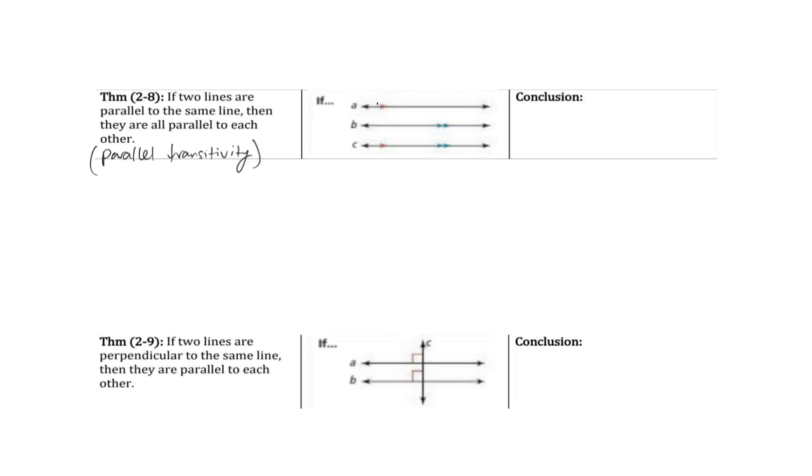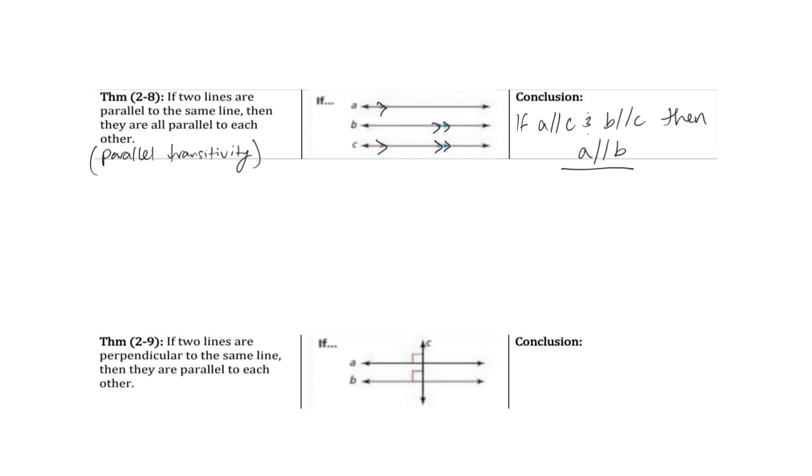So we see that if A is parallel to C, and see how there's two arrows, and B is parallel to C, then if they're both parallel to C, then A needs to be parallel to B. So that is theorem 2-8, which we can call parallel transitivity.